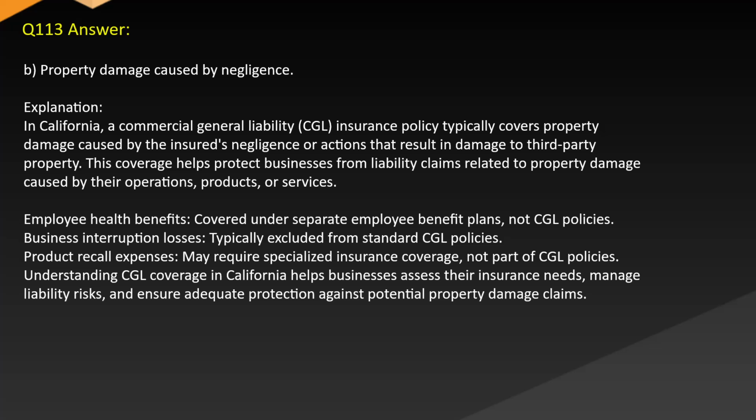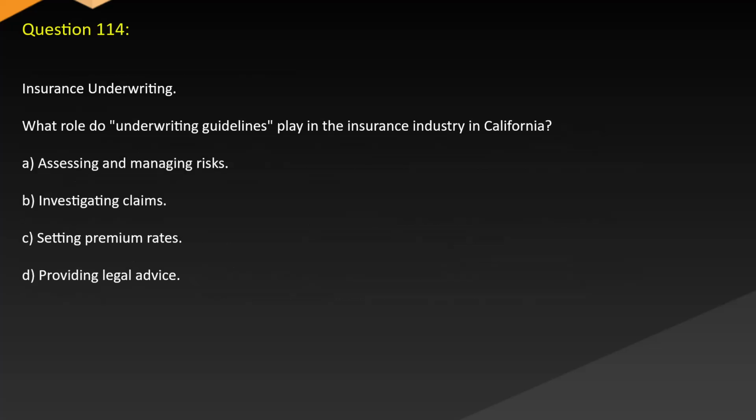Employee health benefits are covered under separate employee benefit plans, not CGL policies. Business interruption losses are typically excluded from standard CGL policies. Product recall expenses may require specialized insurance coverage, not part of CGL policies. Understanding CGL coverage in California helps businesses assess their insurance needs, manage liability risks, and ensure adequate protection against potential property damage claims. Question 114.